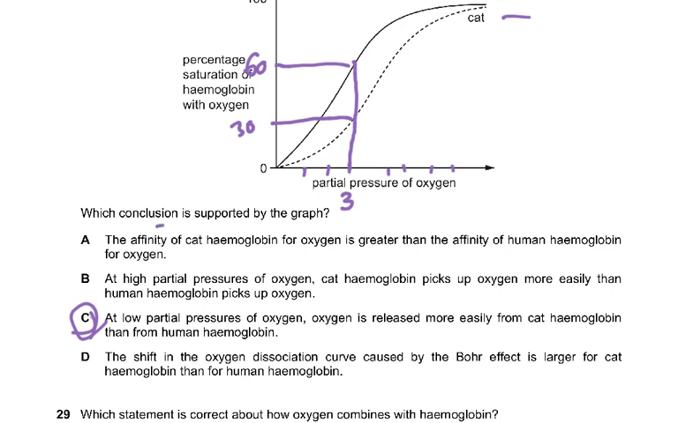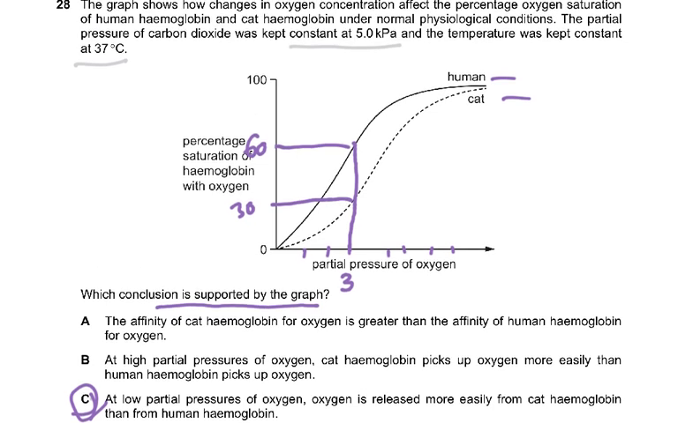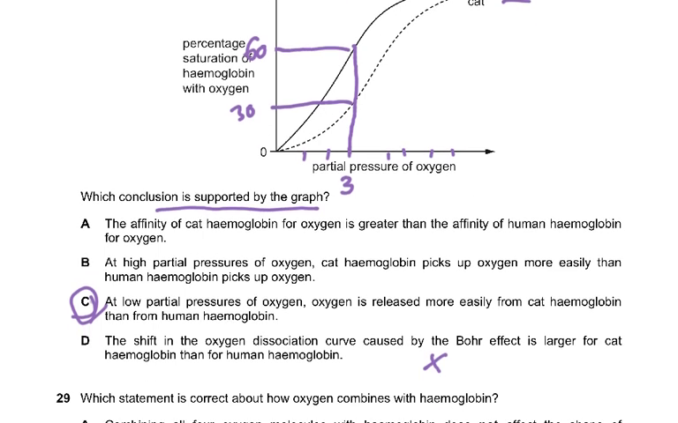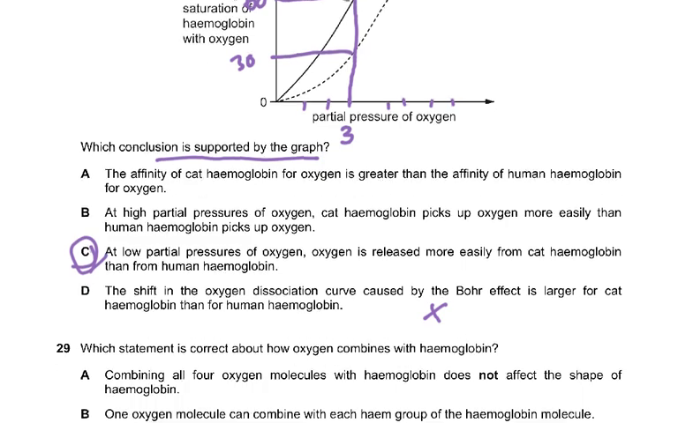It says which conclusion is supported by the graph. So you've got to say to yourself, does the graph tell me this? Now this question, the graph is not telling you this: the shift in the oxygen dissociation curve caused by the Bohr effect is larger. Forget that. The Bohr effect is when the CO2 changes. There's no Bohr effect here. They told you in the question that the partial pressure of carbon dioxide was kept constant at 5 kilopascals. The Bohr effect only comes into operation when the carbon dioxide concentration is changed. So this is how you read the question and this is how you understand the graph question.